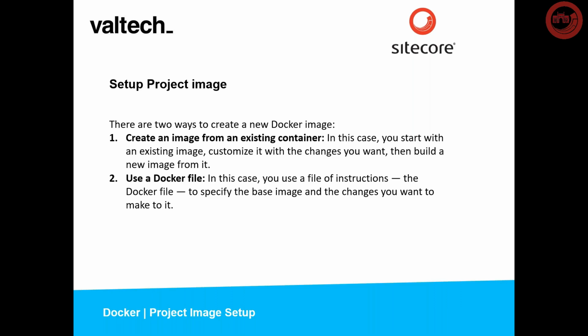A second way is using a Docker file. In this case, you would use a file of instructions, the Docker file, to specify the base image and the changes you want to make to it. In the Docker file itself, you can modify a few things, and once you run the Docker file, you will get the project image. So these are two ways, and we'll be showing this as part of the demo also. Next slide, Ankit.